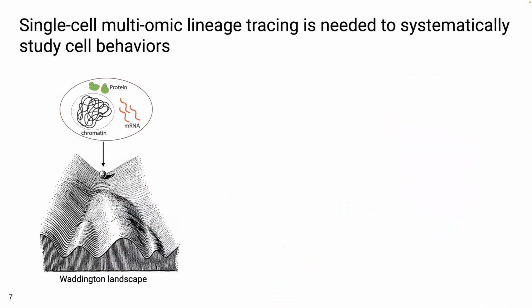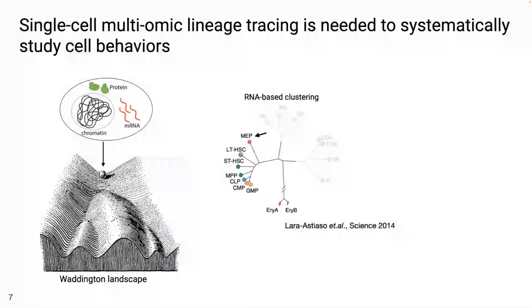So indeed, the fate choice of single cells is very complex. It can depend on an external factor and an internal factor. And for the internal factor, not only the gene expression, but also the state of the protein and the protein expression and so on. Indeed, in a study from 2014, you can see that they profiled the hematopoietic system and sorted different populations to do RNA sequencing. And then they clustered the different populations by their RNA expression.